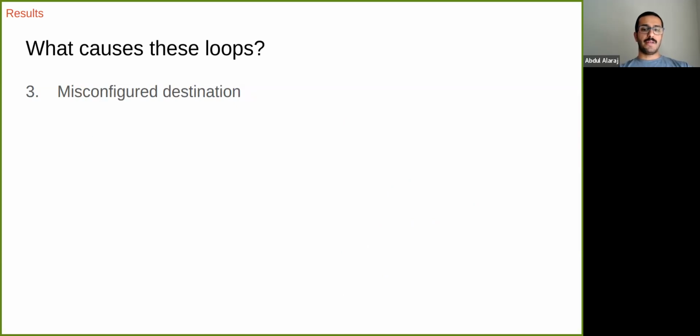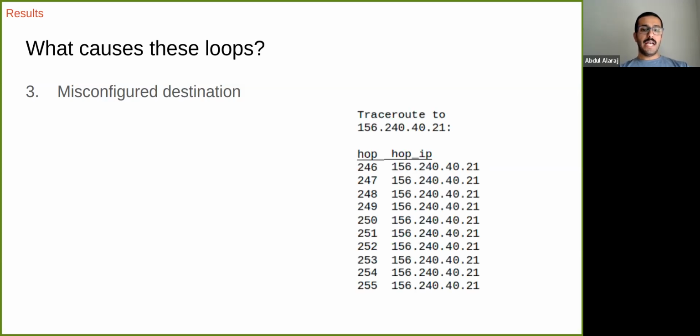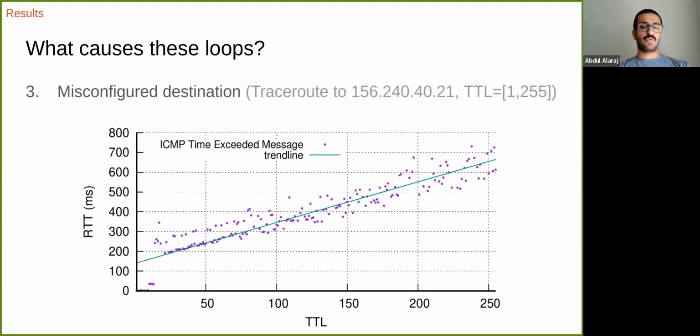The third cause we find is a misconfiguration, potentially on the destinations themselves. As we can see in this traceroute, the destination IP itself responds with ICMP time exceeded messages. We can't tell for certain whether there's a routing loop or not, but we ran follow-up traceroutes from TTL 1 to 255 and noticed that the round-trip time of the ICMP messages we receive follows a monotonic upward trend, indicating that our probes spend more time in the network as the TTL value increases, which can be indicative of a looping behavior.